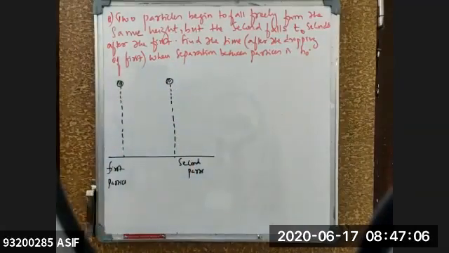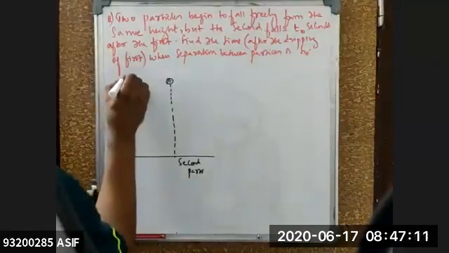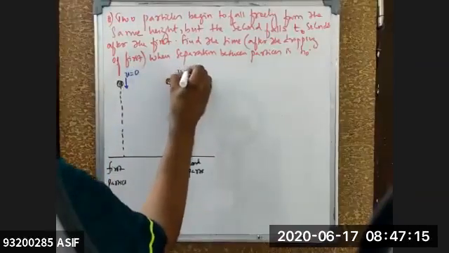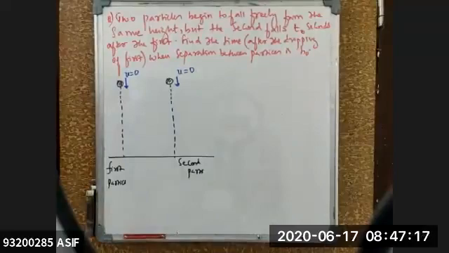Okay. So two particles begin to fall freely. Begins to fall freely means right now what? The initial velocity of this one is u equals 0. Even for this one, the initial velocity u is equal to 0.